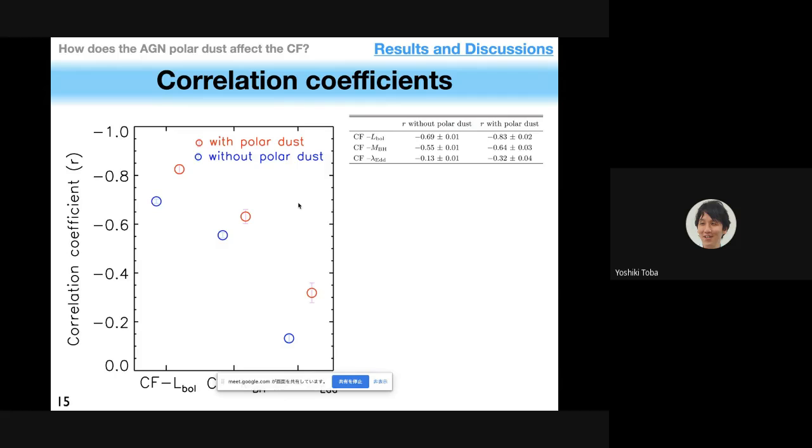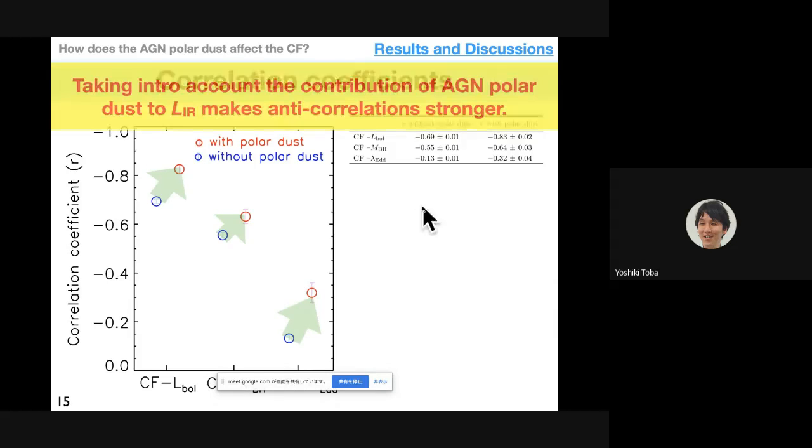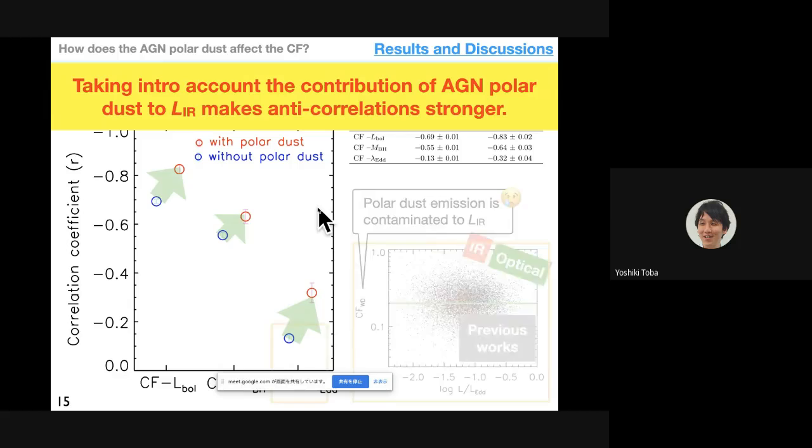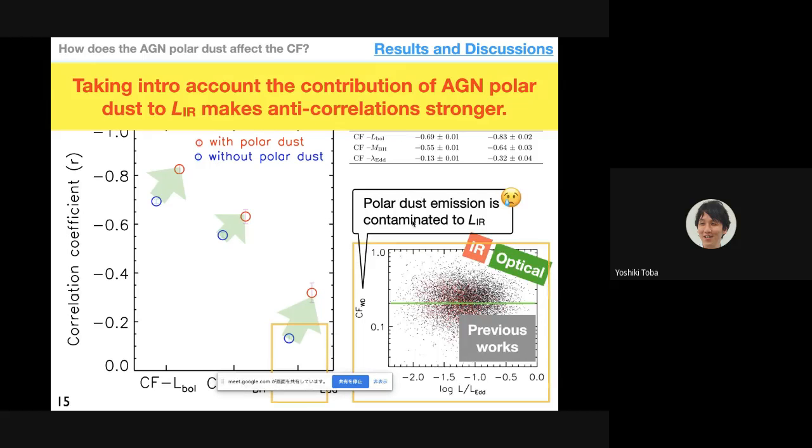As you can see, we find that taking into account AGN polar dust emission makes this anti-correlation much stronger. This is a very important conclusion. And also, in particular, the influence of the polar dust component on the correlation strength may be significant for the Eddington ratio compared with the other properties. Also, previous works found no significant correlation between covering factor and Eddington ratio. That is maybe due to contamination of polar dust emission.